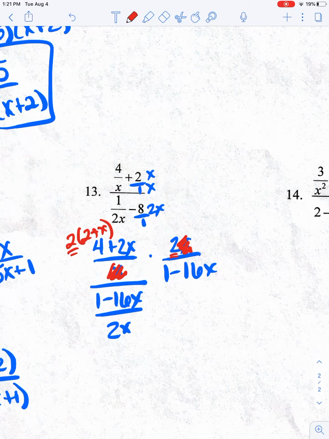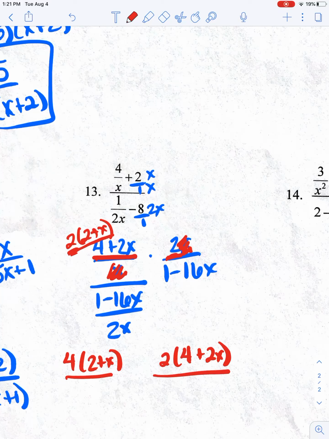Now this 2 and this 2 cannot, because they're both on top. So it depends if you want to leave it like this and multiply it with the 2, you'll have a 4 and a 2 plus x. If you want to leave it like this and multiply it by the 2, then you'll have a 2 and a 4 plus 2x. I don't care. It's the same thing. Over a 1 minus 16x.